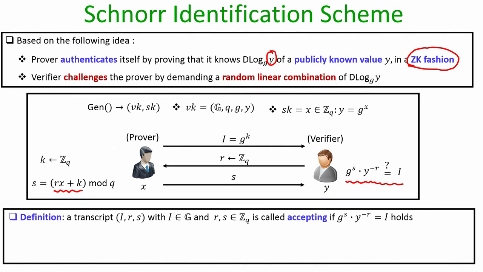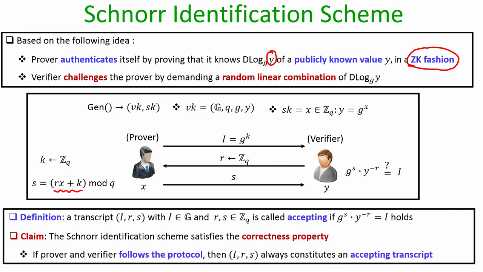So, before going into the analysis of this identification scheme, let us see a definition here. We say a triplet I, R, S, where I is a group element and R and S are elements of Z q, is an accepting transcript if g to the power s multiplied by y to the power minus r equal to I holds.